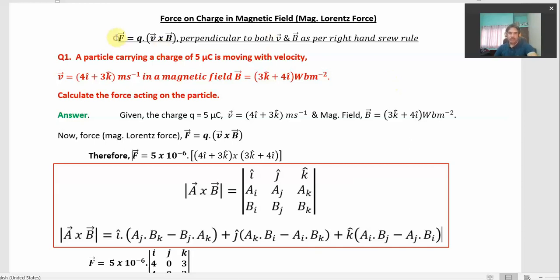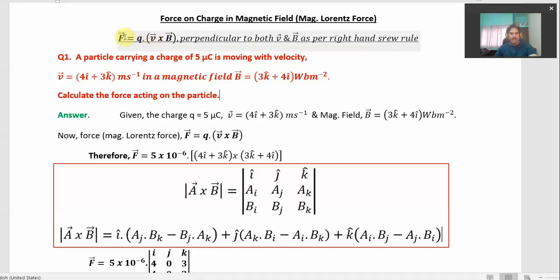The force is given by the expression F equals Q V B. Because force is a vector quantity, it is represented as Q into V cross B, where V is the velocity of the charged particle and B is the magnetic field in which it is entering. This force due to the magnetic field is called the magnetic Lorentz force, as we have discussed earlier. It is always perpendicular to both the velocity, meaning the direction of motion of the charged particle, and the direction of the magnetic field.